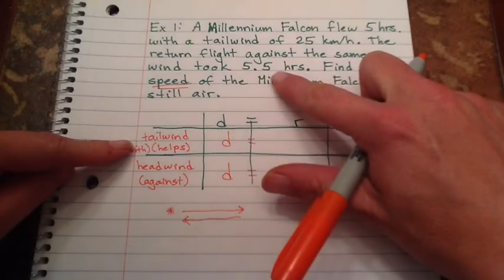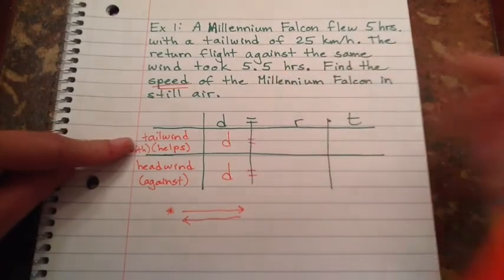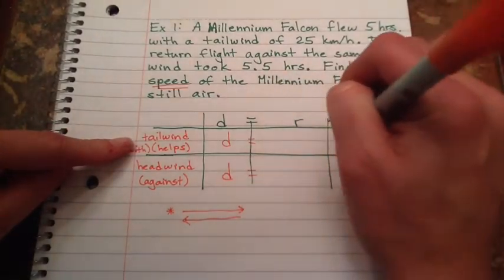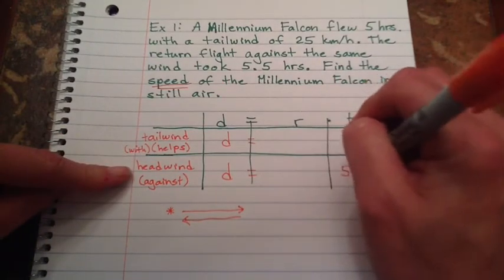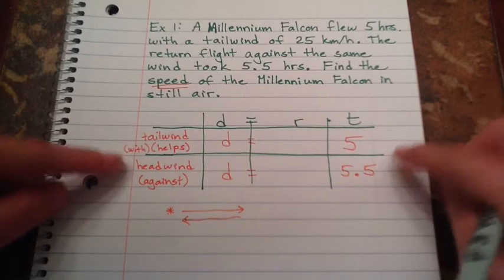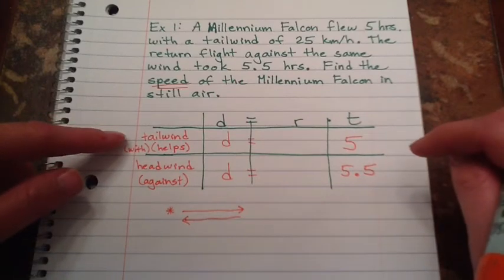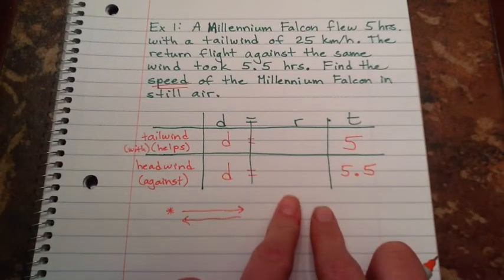When it's slowing it down, I'm going to travel slower. So when it's helping, I made it in 5 hours. When it's going against, I made it in 5.5 hours. You always have to fill those into the correct spot. Now let's look at the one that's a little more confusing.